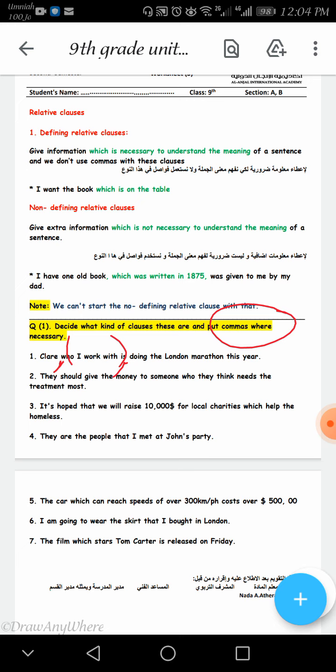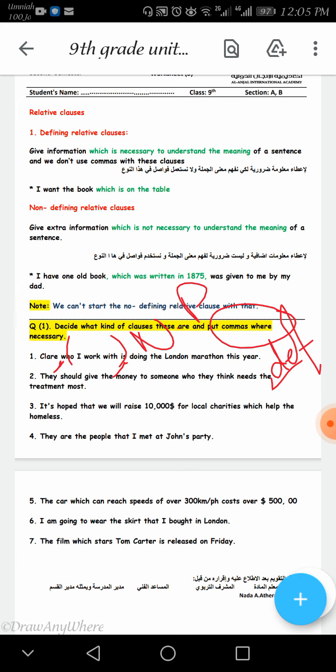Number 2: They should give the money to someone who they think needs the treatment most. Yes, read it. They should give the money to someone. Immediately you will ask, who one? So this is defining. This is defining. The previous one is non-defining.